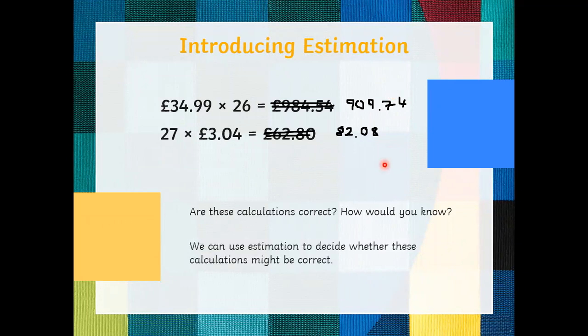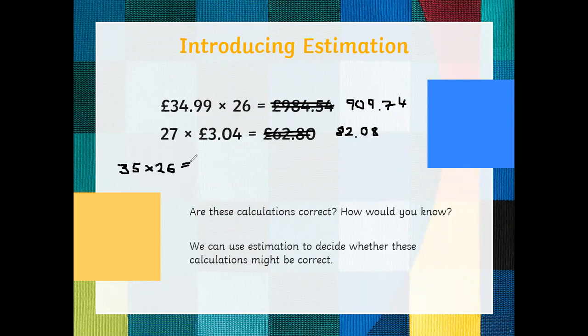We can use estimation to decide whether these calculations might be correct. So how we could estimate this, we could use one significant figure over here, but it might not be as accurate as we want. So let's use two significant figures. So we want two significant figures for this 34.99. So that will give us 35. And then we can leave 26 the same.